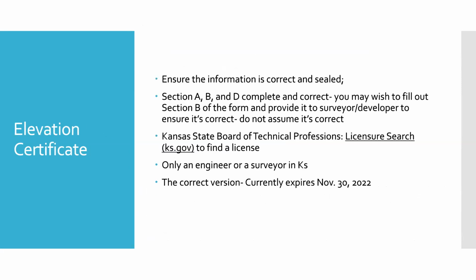So it's reasonable. So you want to make sure that all the elevation information that you've been provided is correct, and you check their license. So there's the Kansas State Board of Technical Professionals, so you can search their license and just don't assume anything you've been given is correct. So check the entire elevation certificate. It says ABD, but also definitely C, because C is your elevation information, really important. Your diagram, really important. So make sure all of that is correct.